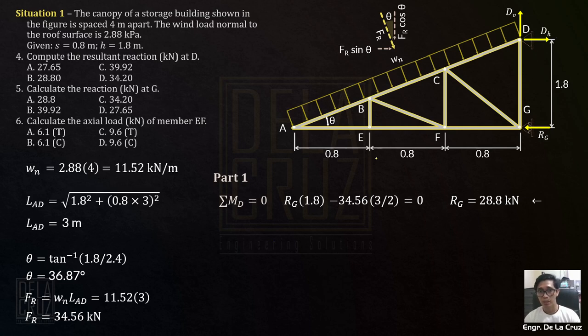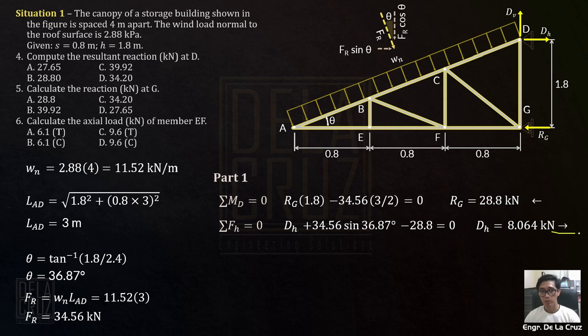After that, summation of forces. Summation of forces horizontal: this time, we can use the components, and not mind the resultant. We have DH to the right, that is my assumption. Then plus FR sine theta. Then minus, to the left, 28.8, which is RG, equals 0. That gives us the horizontal reaction at D.